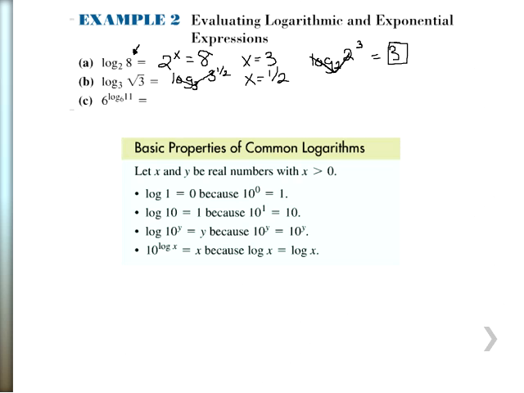And then in part C, notice you have your bases the same, so 6 to the log base 6 of 11. So these are going to cancel out, and you're left with 11 for your answer.